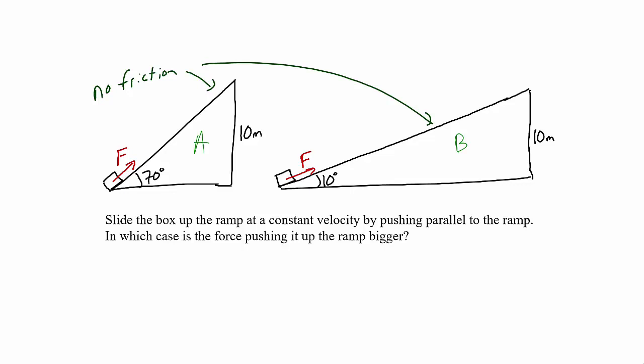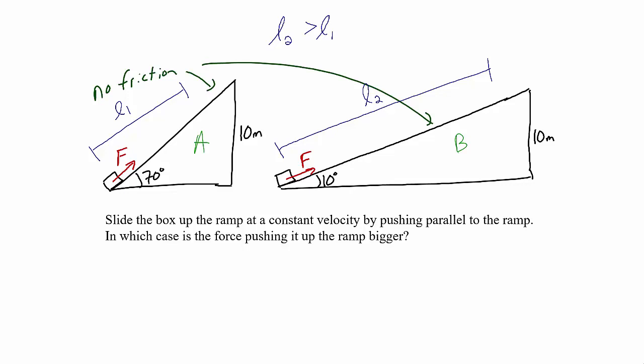In both cases, the work done by that force must be the same. The work done by that force must be the opposite of the work done by gravity. The work done by gravity is negative mg times the vertical distance, so the work done by the force is positive mg times the vertical distance. In the first case, the box moves a distance L1. In the second case, the box moves a distance L2.